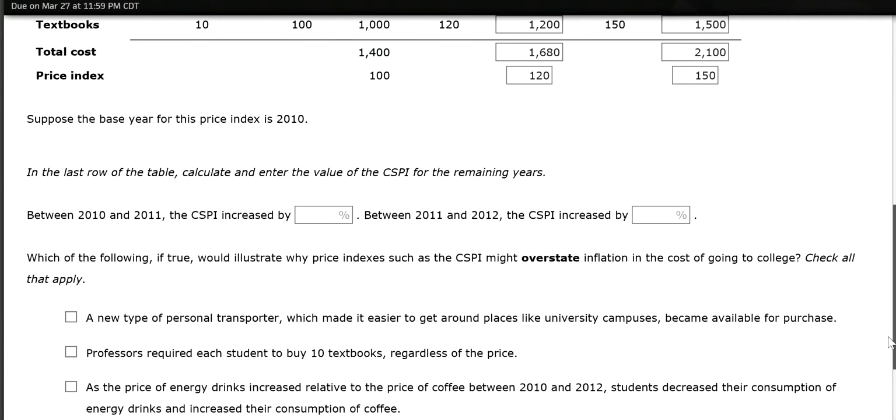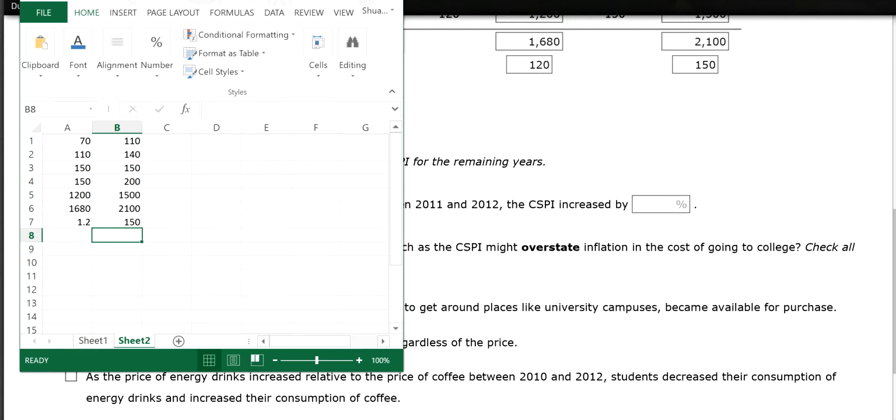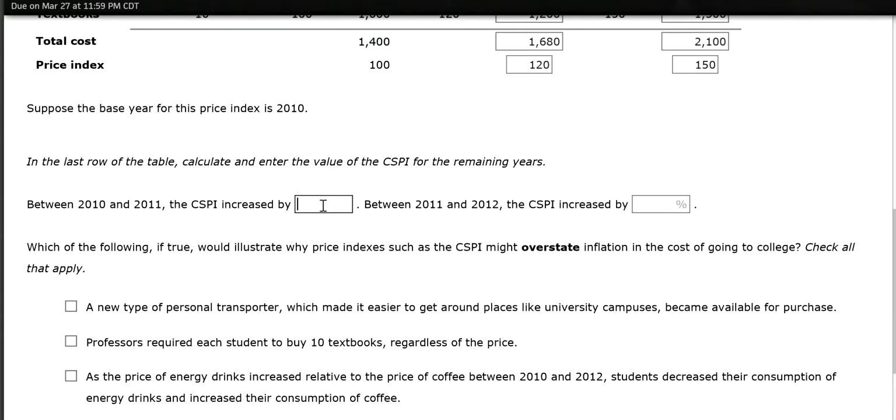Alright, and the next section. Between 2010 and 2011, the CSPI increased by what percentage? So looking for the percentage change. Now for percentage change, we're going to use our new number minus old number divided by old number. So we're going to use the price index of 2011 minus the price index of 2010, and then divided by the price index of 2010. So it's always new minus old divided by old. So the price index of 2011 is 120 minus 2010, which was 100, and then divided by 2010, which was 100. So 0.2, which is going to be 20%.